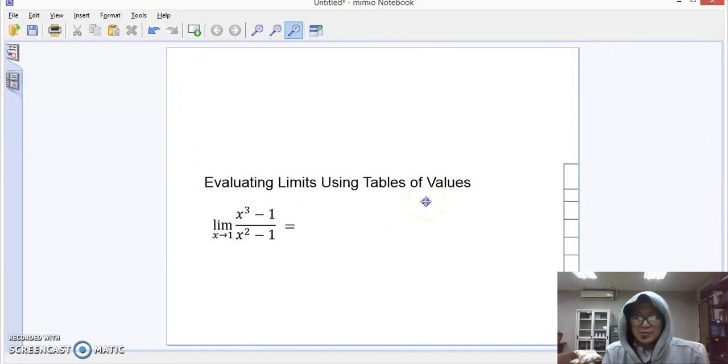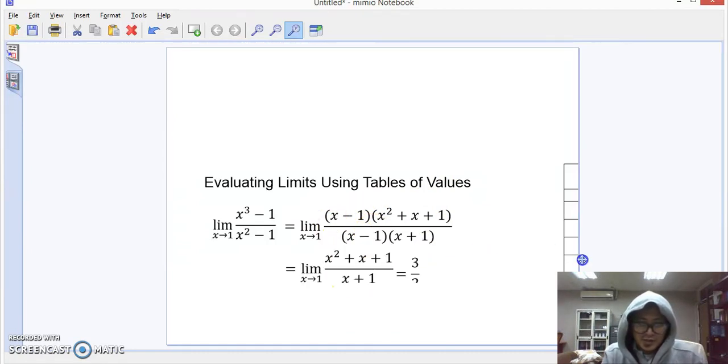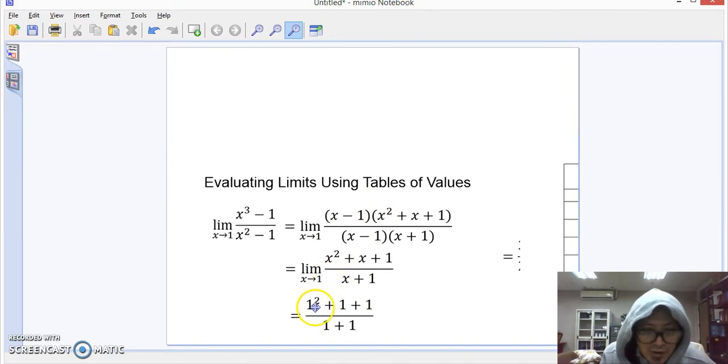So let's put this aside and show algebraically why it is 1.5. Obviously, we can do some factoring here. The limit of x cubed minus 1 over x squared minus 1 is this: the difference of 2 cubes in the numerator and the difference of 2 squares in the denominator. Obviously, x minus 1 will cancel out. And then you see it's 3 halves. The answer is 3 halves. Now, let's complete the solution. After cancelling x minus 1, we can now substitute 1 because no value will make the denominator 0. So you have 1 squared plus 1 plus 1 over 1 plus 1. Obviously, the answer would be 3 halves.